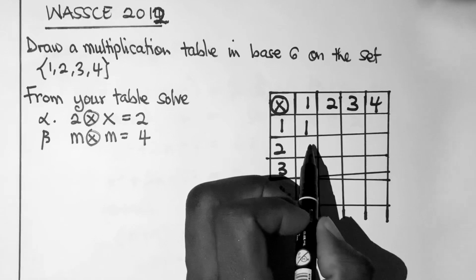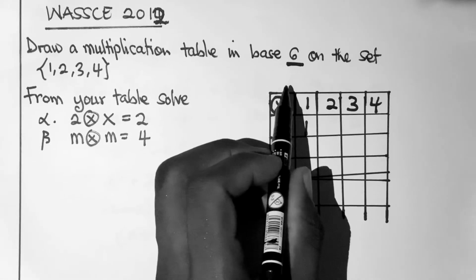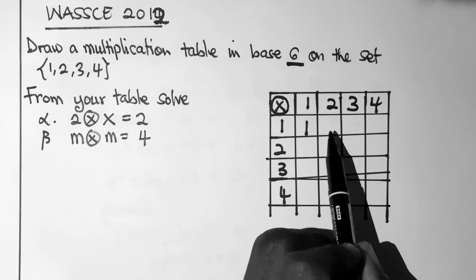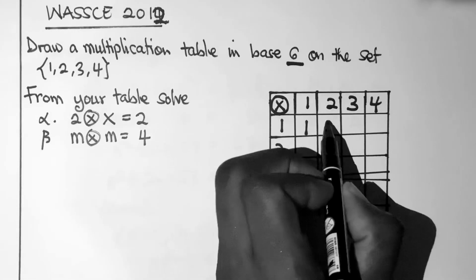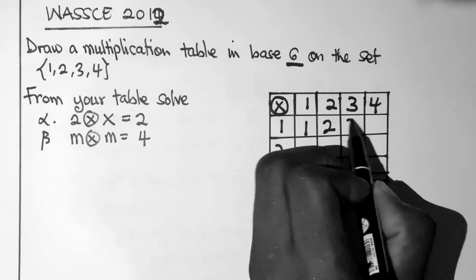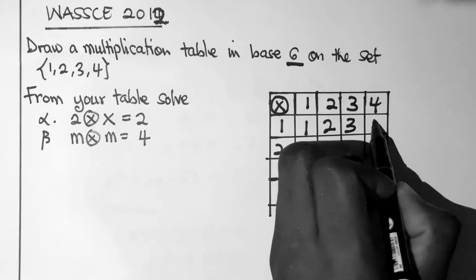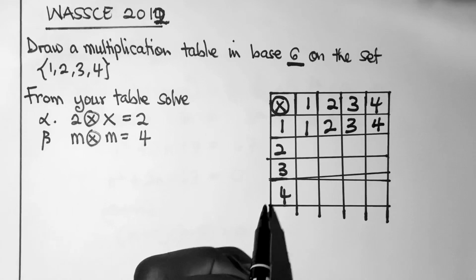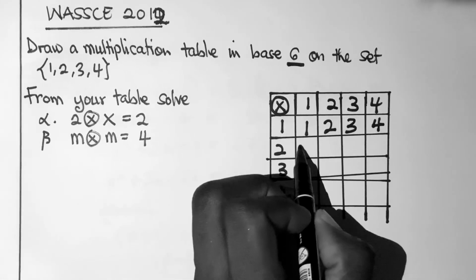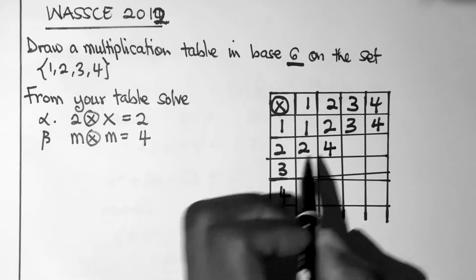It's 1. But we are doing it in base 6. 1 is less than 6, so we write it. 1 times 2 is 2. 2 is less than 6, so we write 2 here. 1 times 3 is 3. 3 is less than 6, so we write it here. And 1 times 4 is 4. 4 is less than 6, we write it here. 2 times 1 is 2. And 2 times 2 is 4. 4 is less than 6, so we write it.